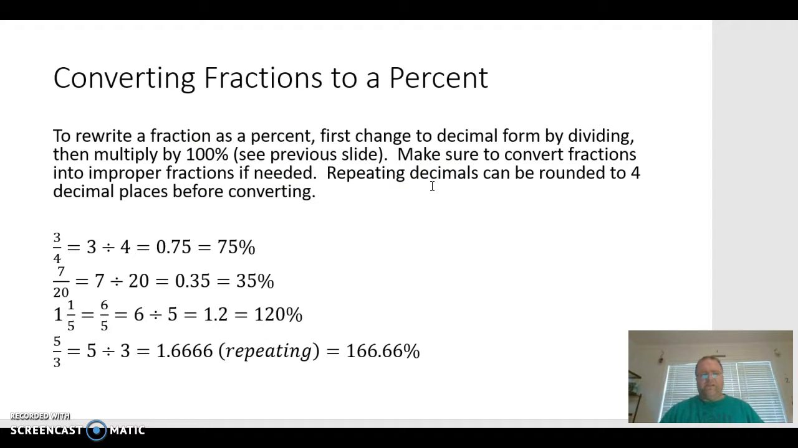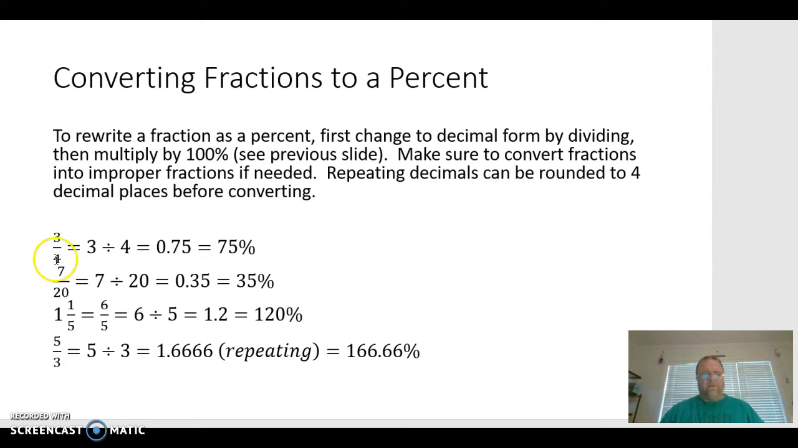All right, converting fractions to a percent. To rewrite a fraction as a percent, we first change to decimal form by dividing, then we multiply by 100%. See the previous slides. That means we move that decimal place 2 to the right. We make sure that we convert any mixed numbers to improper fractions before doing that. And if we have any repeating decimals, go ahead and round that to 4 decimal places, that's 4 places to the right of the decimal, before doing the conversion.